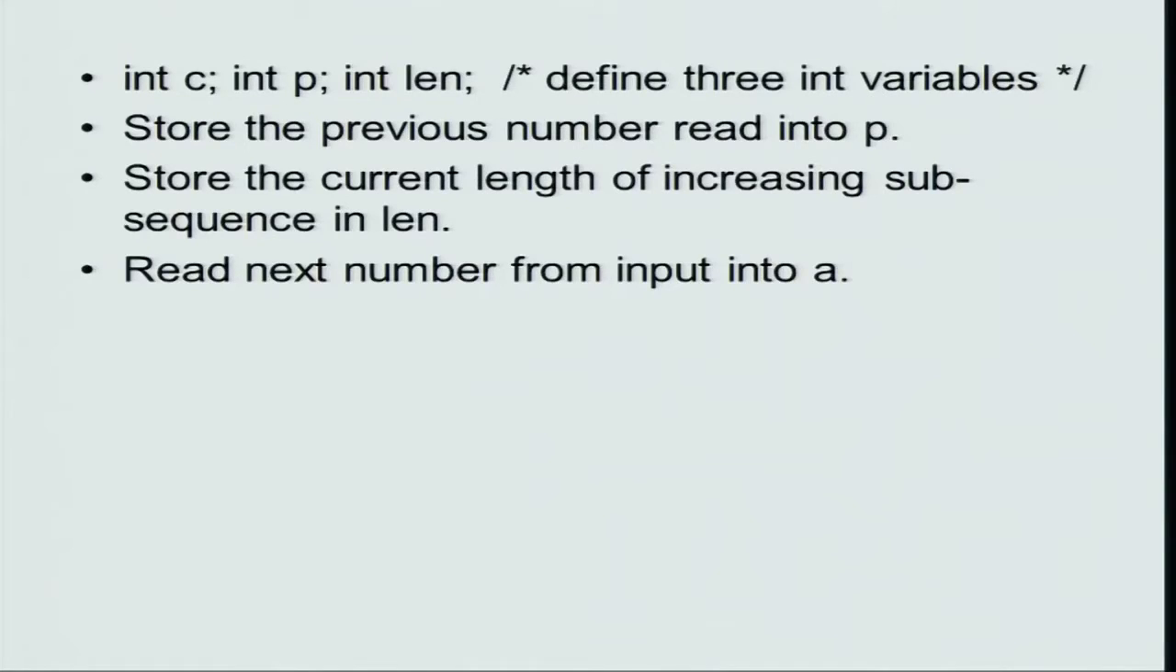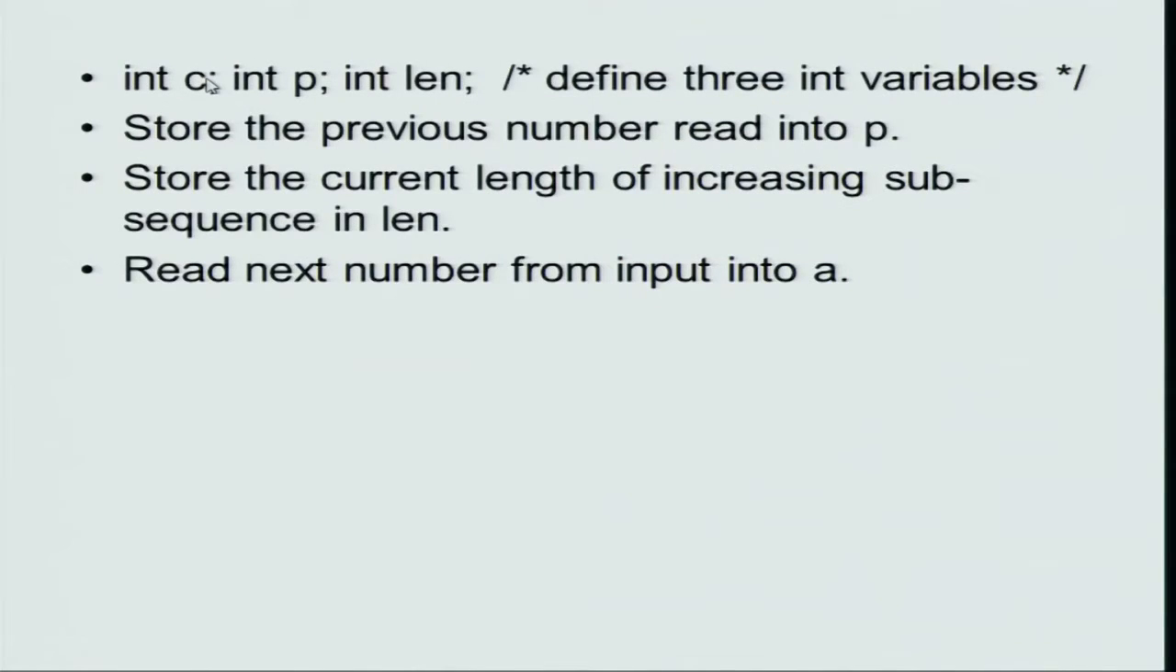Okay. So from the description that we have seen so far, we need the following variables. We need C, which is for the current read number, P, which is the previous number that we have seen, and len, which is the length of the current increasing sequence. Okay. So we store the previous number into P, store the current length of the increasing subsequence into len, and read the next number into C.